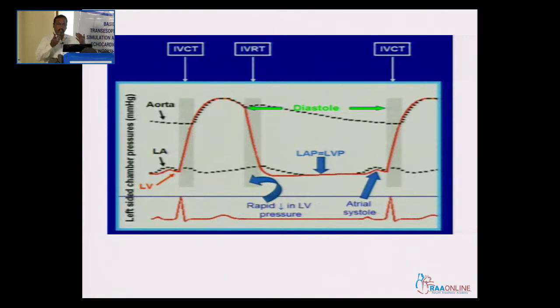So once your LV pressure goes below your LA pressure, your mitral valve opens. Then because the blood comes into the LV, the pressure rises to the level of LA pressure. So there is an equalization of the pressures. There is no further flow into the LV because the LV is filled. Then the atrium comes into play, it gives a kick. That's called the atrial contraction phase, which gives an additional 20 to 25% of your LV filling. That is where you get another rise in your pressures.